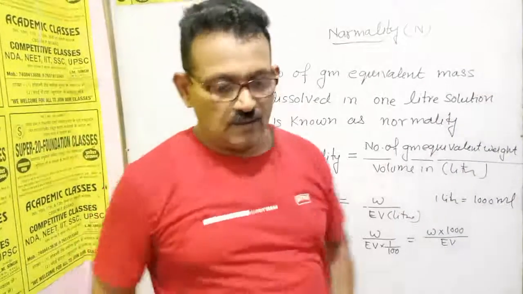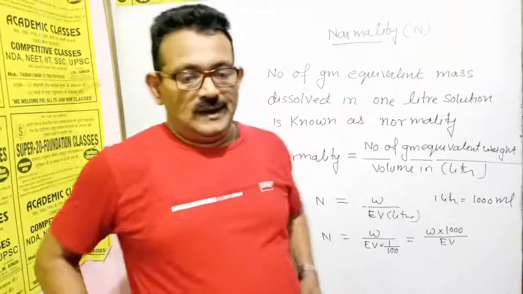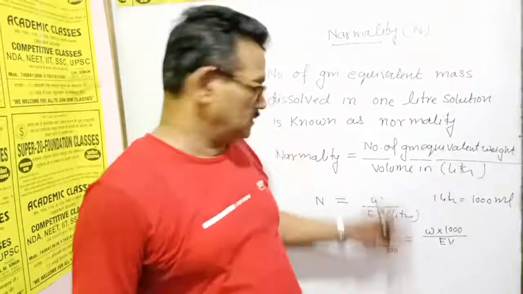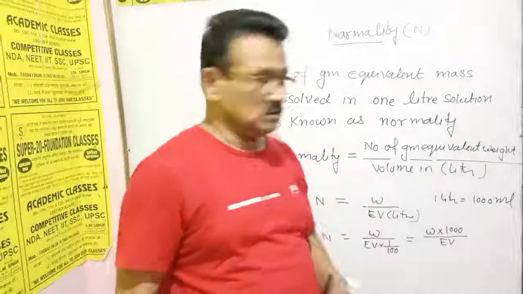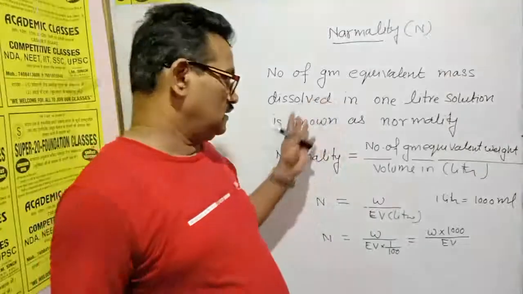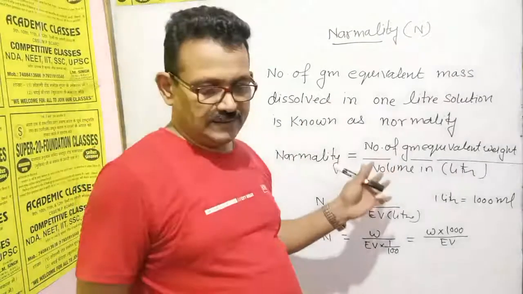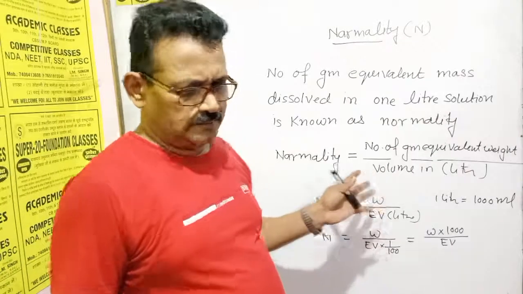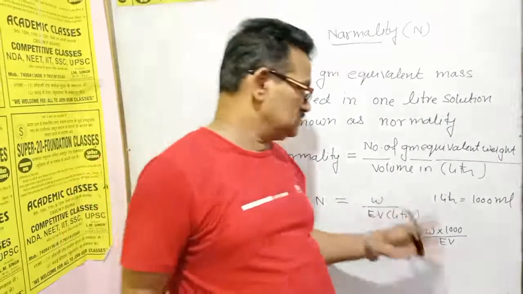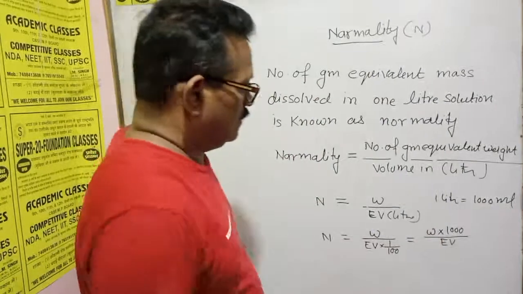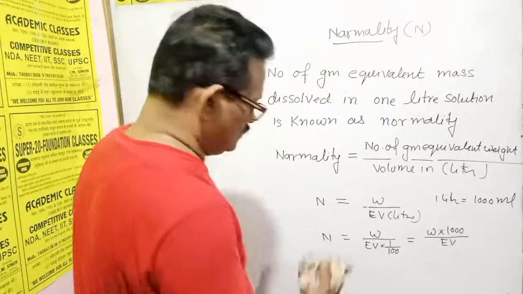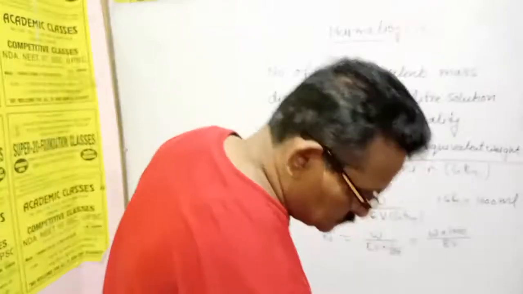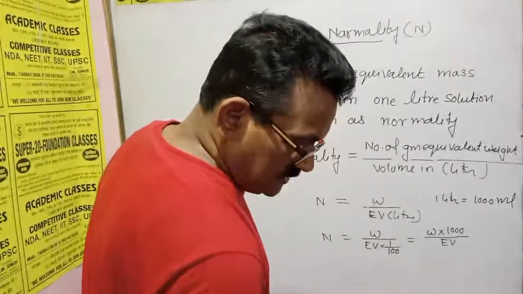Then students come back here and note it. You now know the definitions and formula of normality, and I also explain that normality is divided into many terms here. Okay, student.